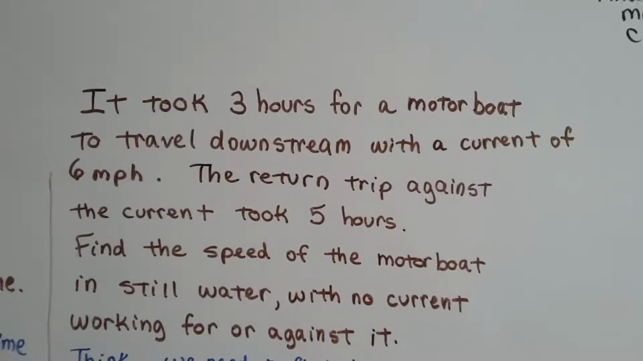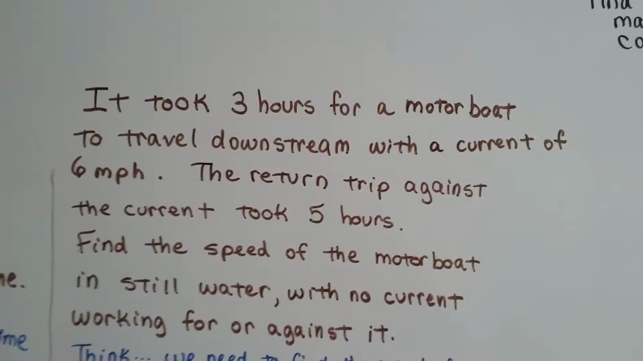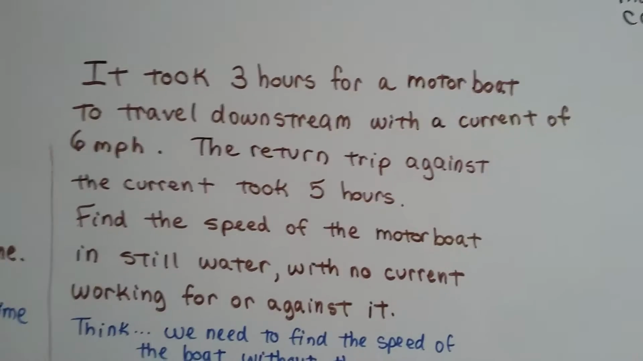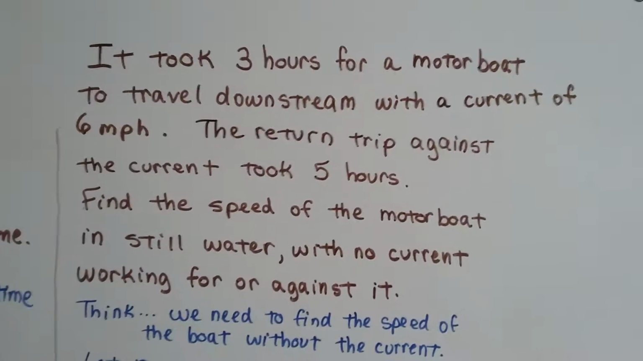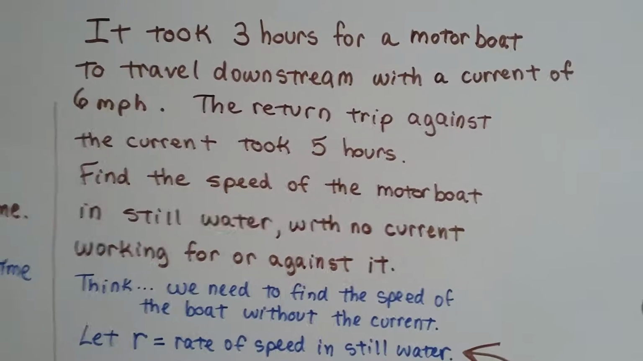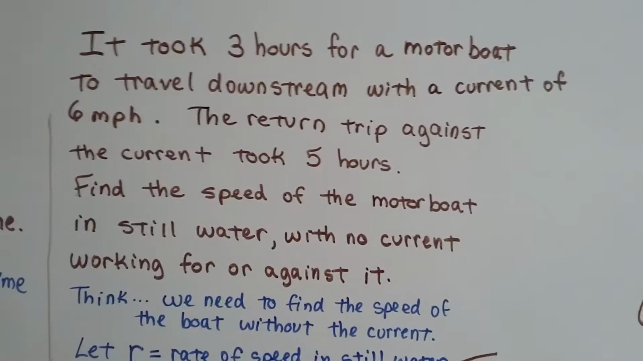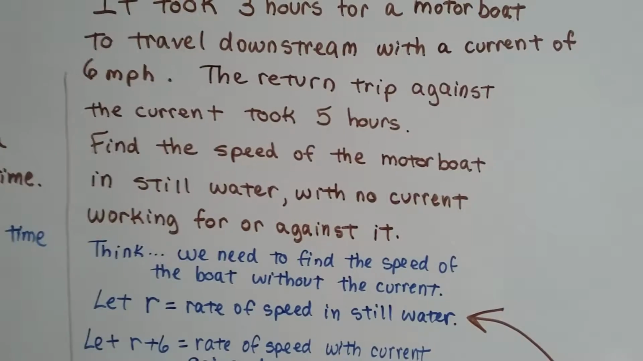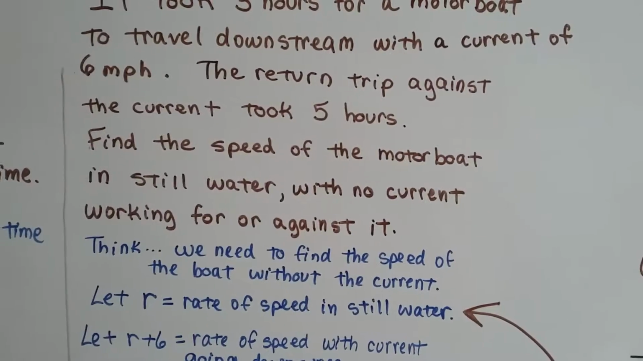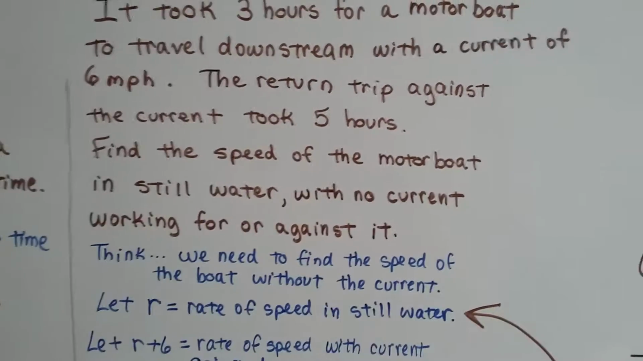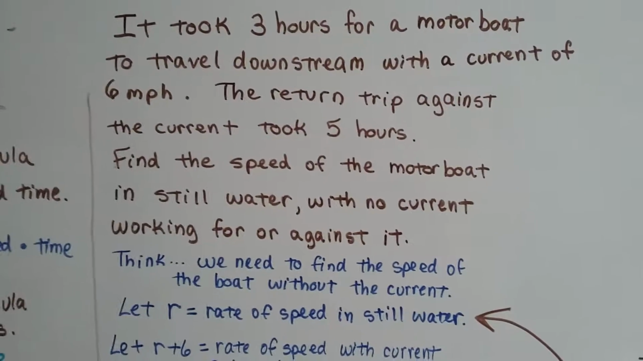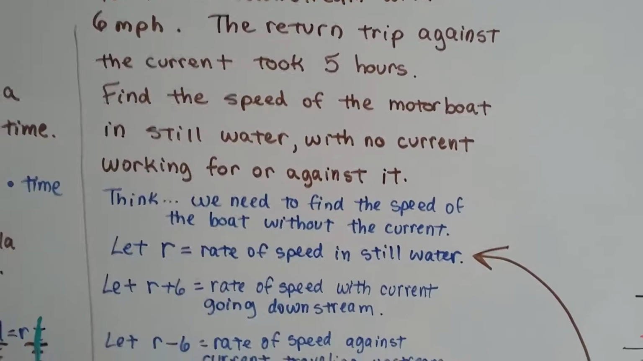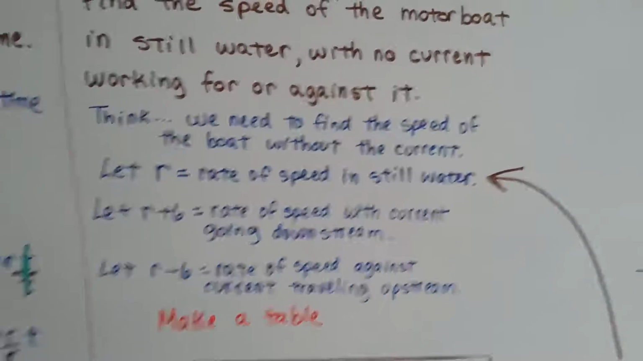So it took 3 hours for a motorboat. So this is a boat that has a motor on it that's running, okay? It took 3 hours for a motorboat to travel downstream with a current of 6 miles per hour. The return trip against the current with the motor running took 5 hours. Now we need to find the speed of the motorboat in still water with no current working for it or against it. So if the water was still and this motorboat's motor was running, how fast was the boat going? We need to find the speed of the boat without the current.